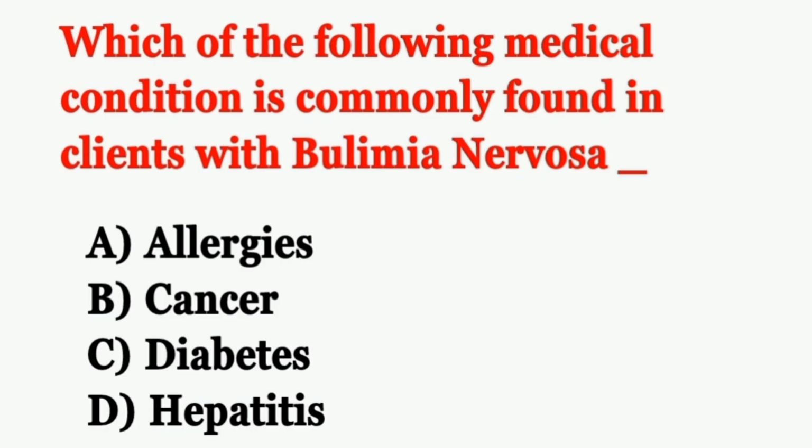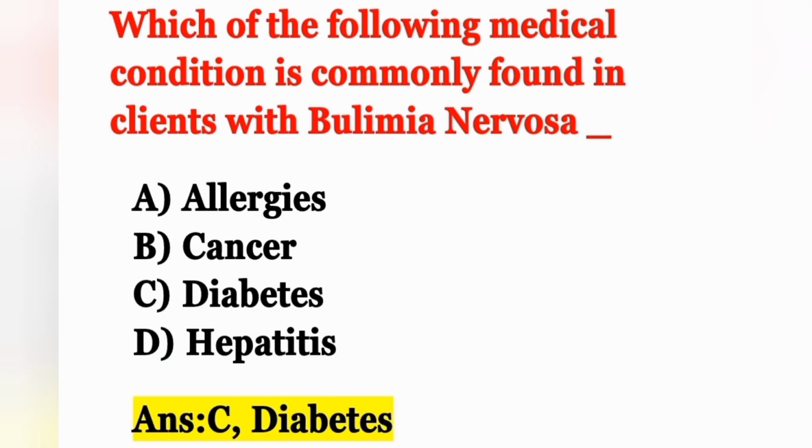And the next question: which of the following medical conditions is commonly found in a client with bulimia nervosa? Option A, allergies, option B, cancer, option C, diabetes, and option D, hepatitis. And the correct answer is option C, diabetes. Bulimia nervosa means overeating. Consequently it can lead to one of the medical conditions, diabetes. Option C is the correct answer.